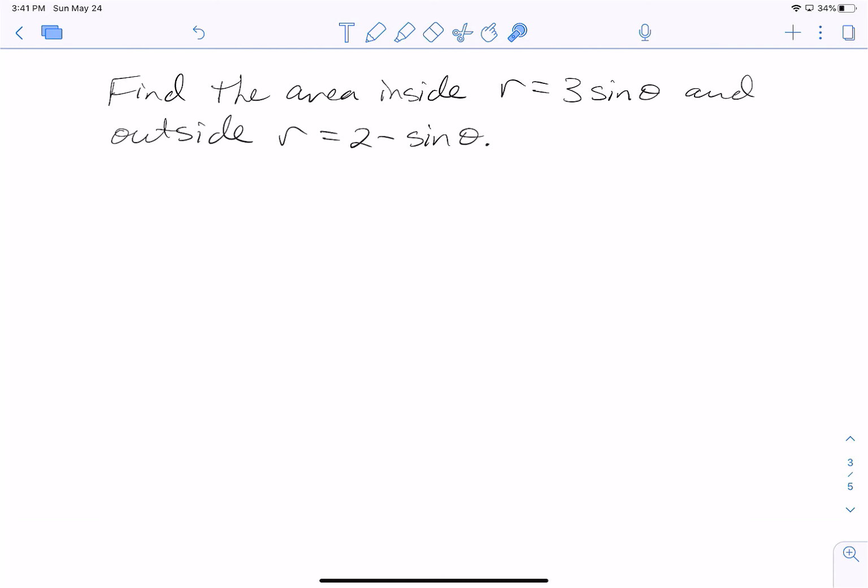We're going to find the area that's inside r equals 3 times the sine of theta and outside r equals 2 minus the sine of theta. What I'd like for you to do is pause the video and sketch the graph of these curves and then come back.